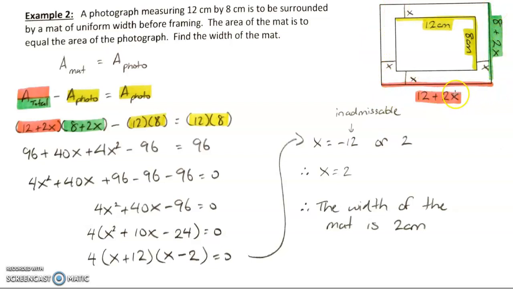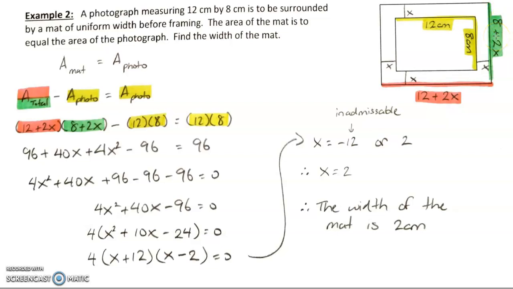And so I'm just going to show you how I got this 12 plus 2x. Do you see how the original photo was 12? And then you've extended it this way x and this way x as well. So the entire width of the larger rectangle is going to be 12 plus 2x. And you do the same thing on the side. So 8 was the photo, but then you've extended this way x and down this way x. So the total width of the larger rectangle is going to be 8 plus 2x.